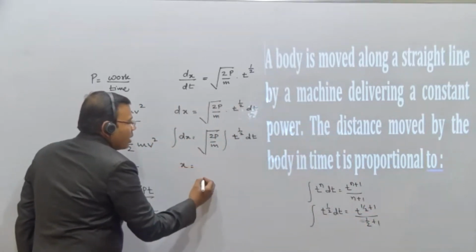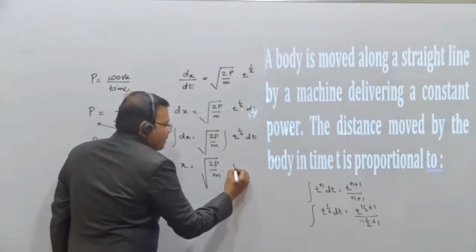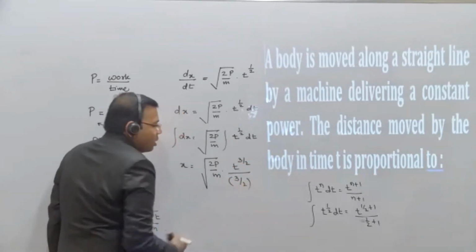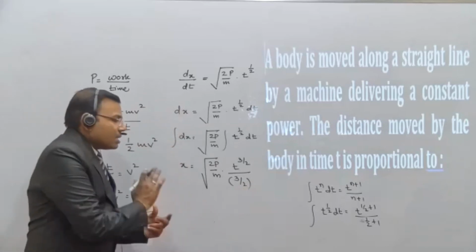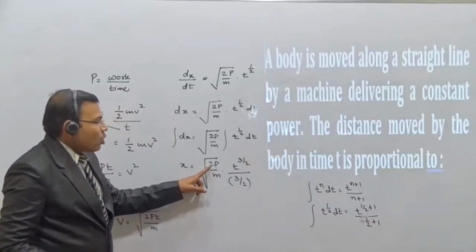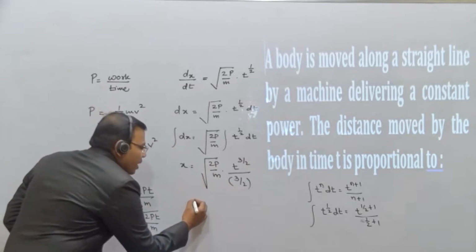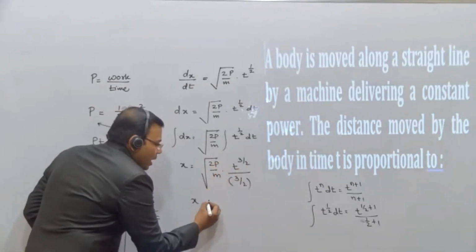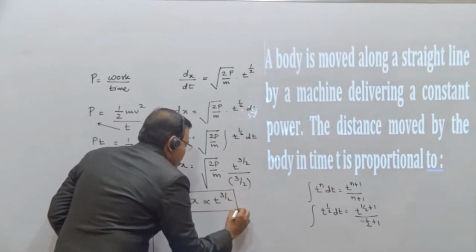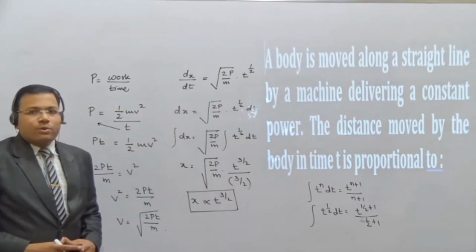This is x only under root of 2p by m. And for this part, I can write t power 3 by 2 divided by 3 by 2. Now, students, if the displacement is asked, this is the answer. But the question says proportional to, which means 2 is constant, p is constant, m is constant, and 3 by 2 is also a constant. So removing all these constants, x is proportional to t power 3 by 2. I hope you have understood the question along with the solution.